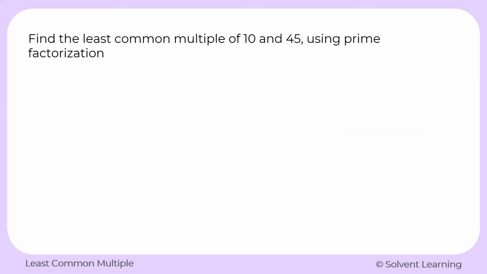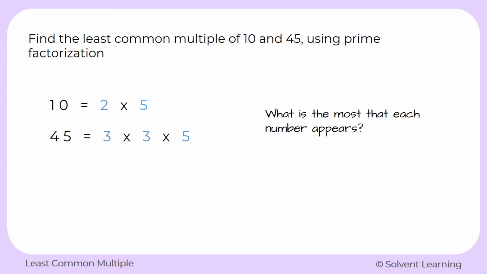So if we want to find the least common multiple of 10 and 45 using prime factorization, we set up a similar process. 10 can be written as 2 times 5, and 45 will be written as 3 times 3 times 5. Now we ask ourselves, what is the most that each number appears in those prime factorizations? The number 2 shows up just one time, so we need to count that 2. The number 5 shows up once in each number, so we can only count that one once as well.